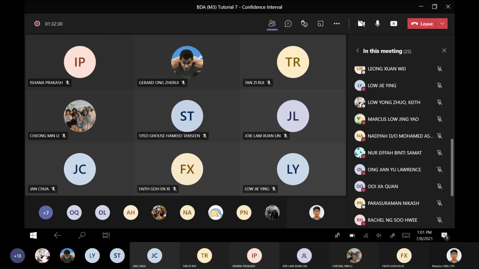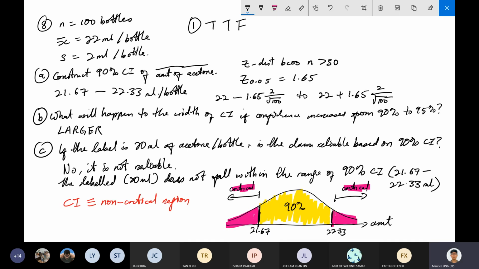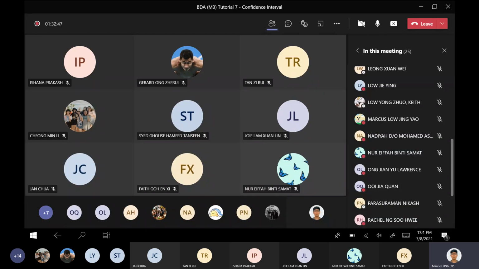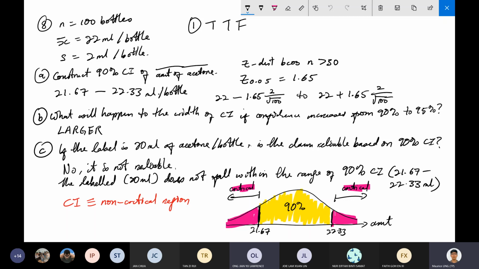Effa? False. Okay. In fact, there's no such thing. Question 1D. Confidence interval can only be computed for the mean. That means you can only calculate for the mean. Is it true or false? Lawrence? False. Because remember, we can calculate confidence interval for a data point. It may not always be the mean. So please be careful with this.